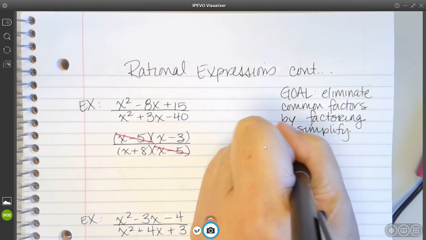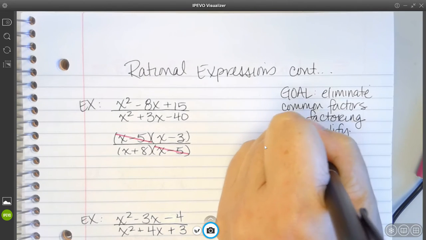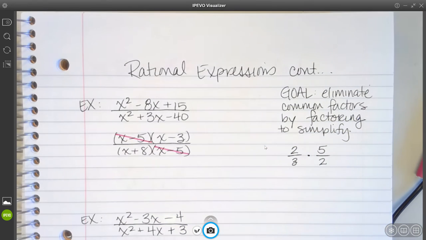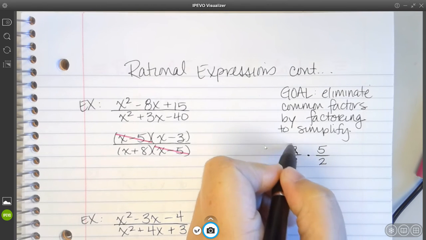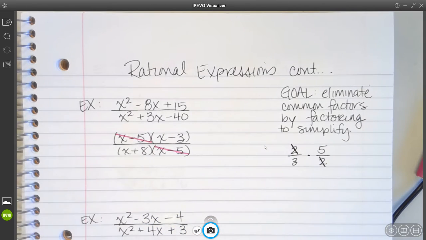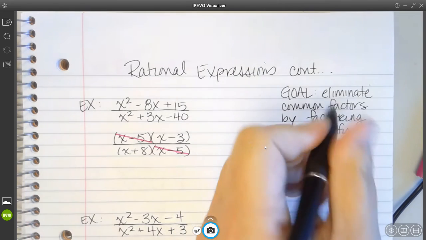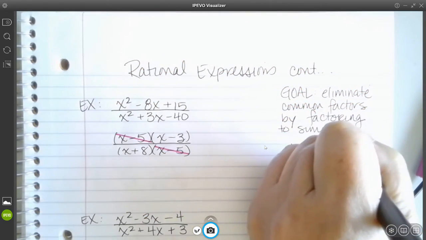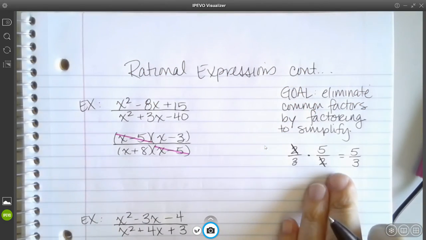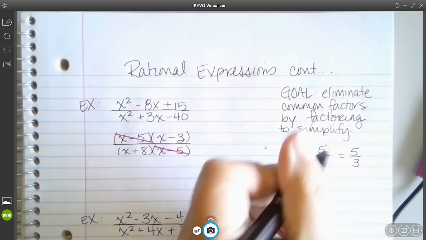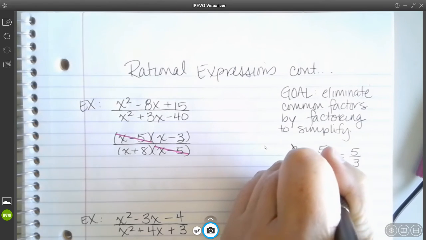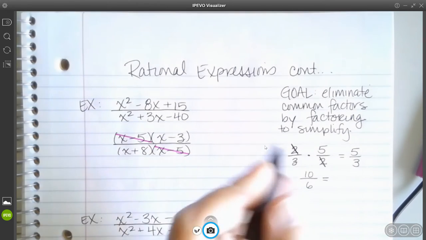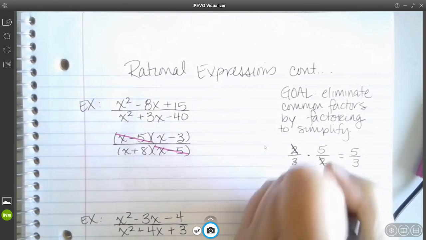If I had the fraction 2/3 times 5/2, and if you remember multiplying fractions, when you had a common numerator and a common denominator, you may have remembered your teacher saying you can cancel them. And you could say, okay, my final answer is 5/3. You would still get that answer if you had multiplied: 5 times 2 is 10, 3 times 2 is 6, and then said, oh, wait, I can divide both of those by 2 and I get 5/3.